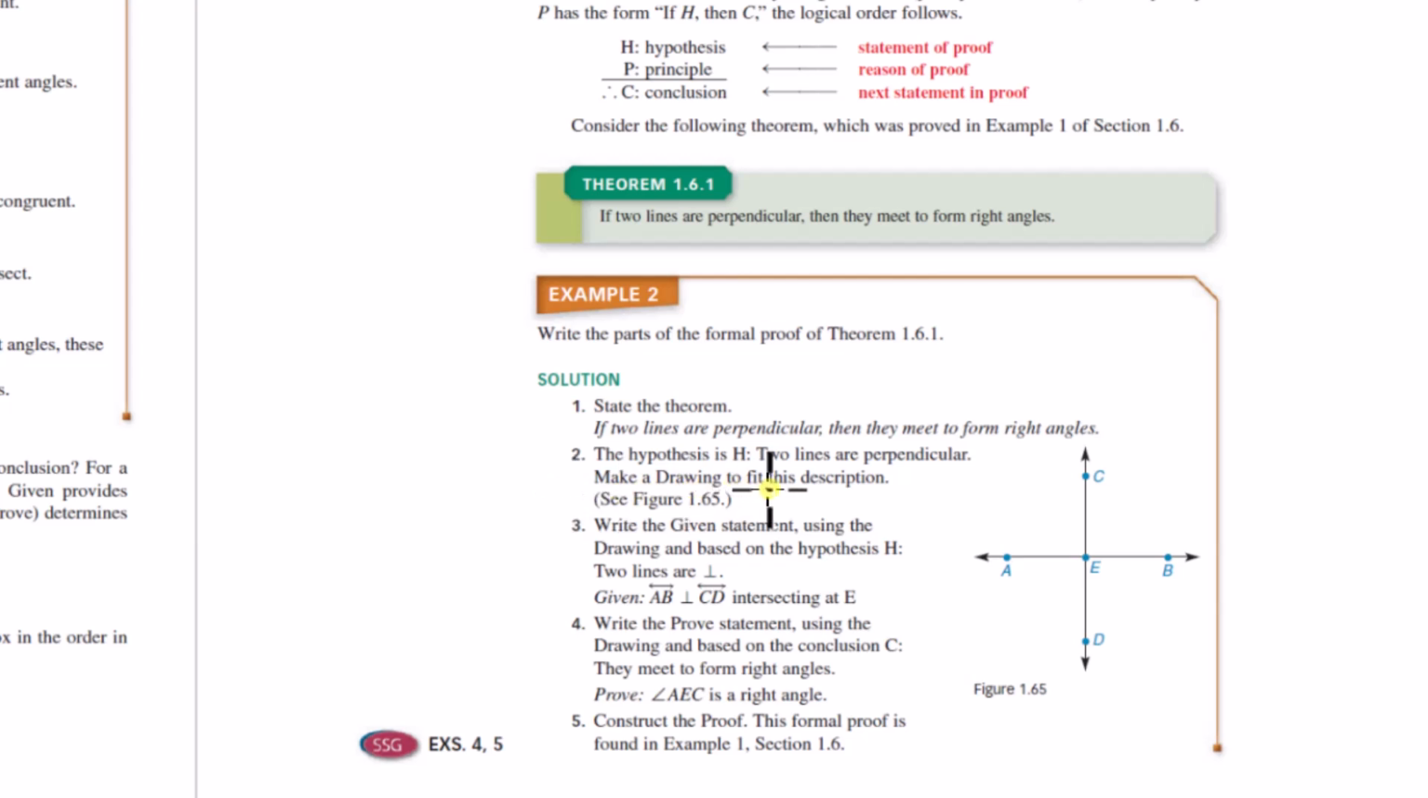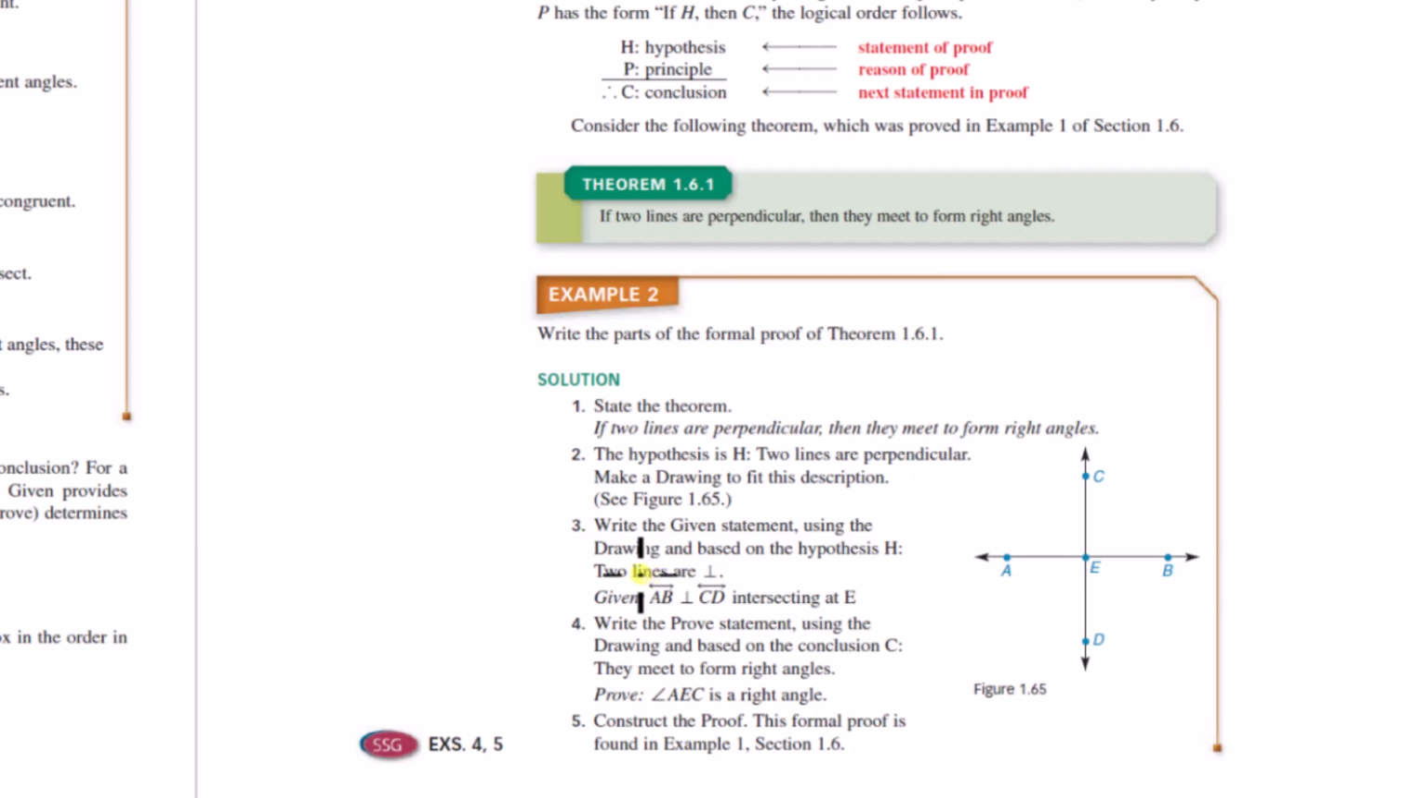So make a drawing to fit the description of what perpendicular means. Remember, the basic definition of perpendicular doesn't mention a right angle. It's just that two lines intersect to form congruent adjacent angles. Okay, that's what perpendicular means. So let's see. There's the drawing. But we're not going to put this, because that's not technically what perpendicular states. It doesn't say anything about a right angle.